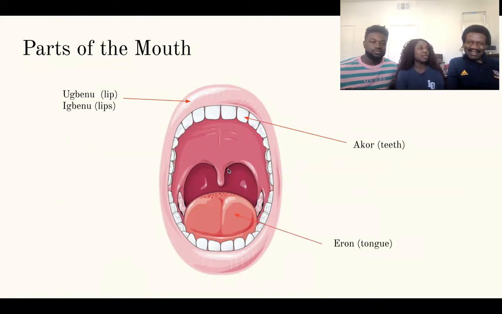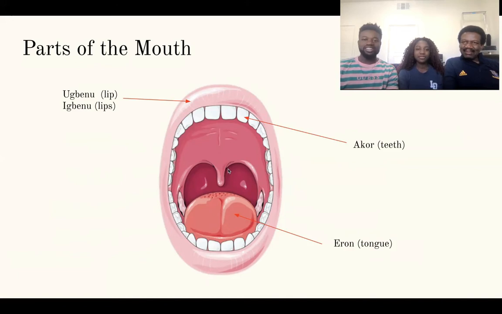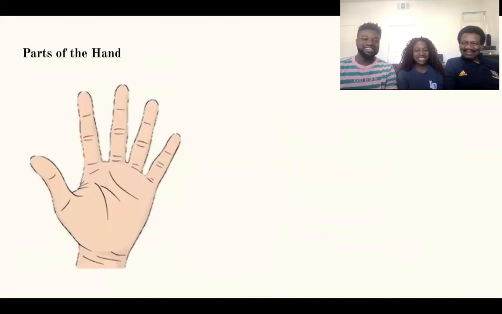Esi, would you please be able to repeat? Yes. So, like Oghenete said: ugbenu, lip; igbenu, lips; ako, teeth; and ero, tongue. Obviously, very well done, as he speaks the language.